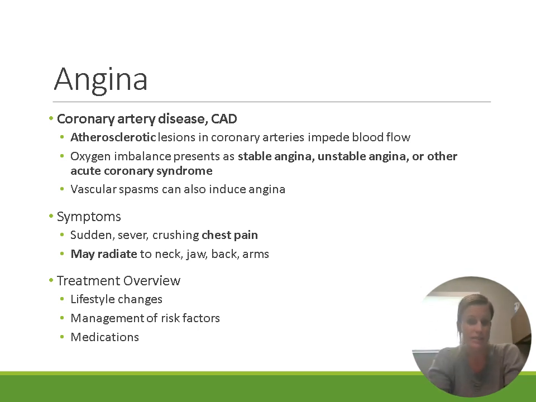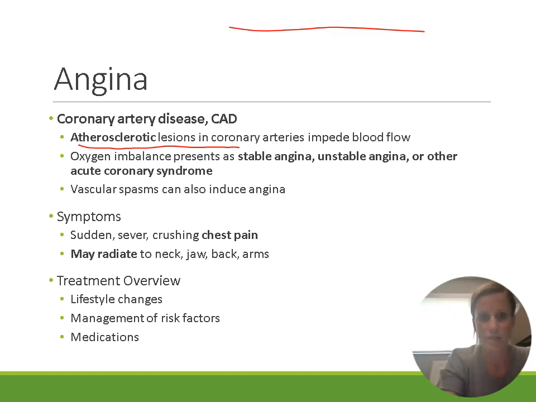Real quick, think about what ischemia is. Ischemia is when a tissue is not getting enough oxygen. In this case, the tissue that we're talking about is the heart. So the myocardium itself, the heart muscle itself, is not getting enough oxygen delivered to it via the coronary arteries. One of the reasons that this ischemia can occur and the chest pain can occur is because of atherosclerotic lesions building up in the coronary arteries.